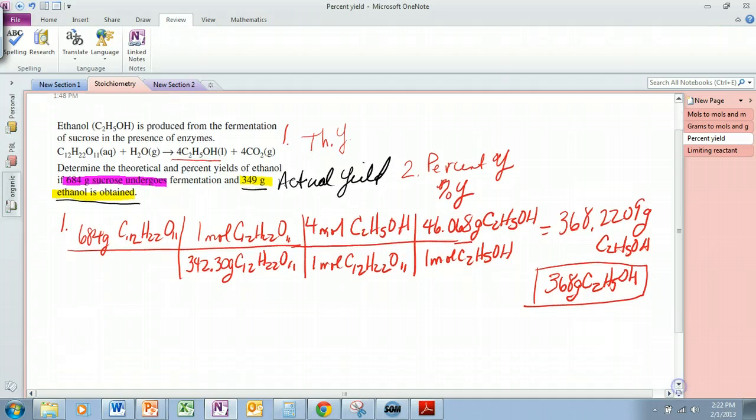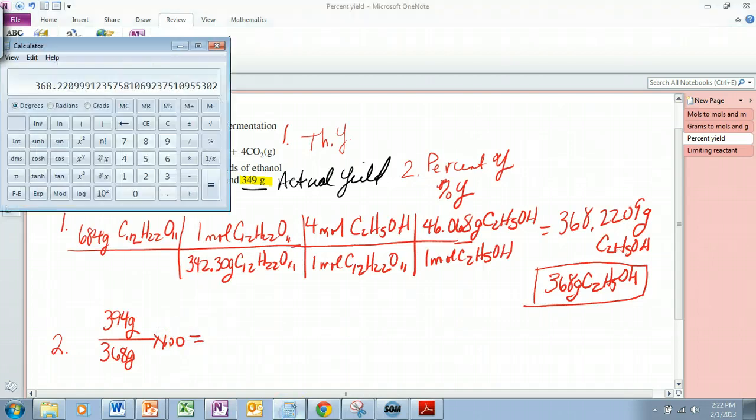The other answer is going to be percent yield. And so this is the theoretical yield. This is my actual yield, highlighted in yellow. And I need my actual yield divided by my theoretical yield times 100. So it's going to be 349 grams divided by 368 grams times 100 equals. So let's get our calculator.